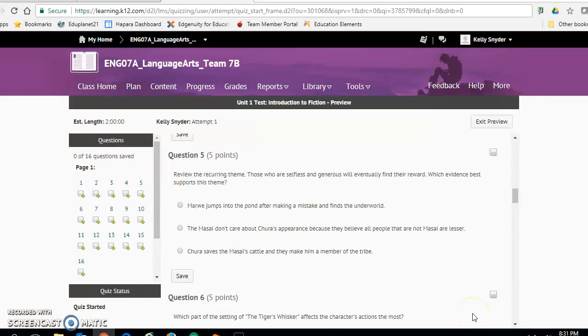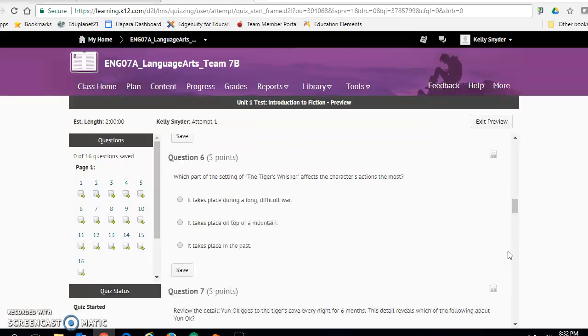Question number 5. Review the recurring theme. Those who are selfless and generous will eventually find their reward. Which evidence best supports this theme? Marwe jumps into the pond after making a mistake and finds the underworld. The Maasai doesn't care about Chura's appearance because they believe all people that are not Maasai are lesser. Chura saves the Maasai's cattle and they make him a member of the tribe. Those who are selfless and generous will eventually find their reward. Which evidence best supports that theme?